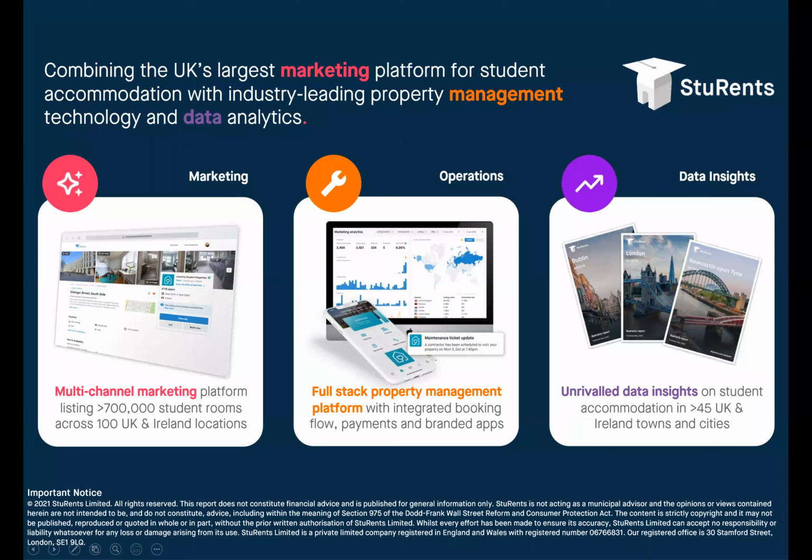By way of a quick introduction, I appreciate there are a mix of existing customers on this call as well as new ones. So quick introduction to who we are before we get into the data. StuRents is the UK's largest student accommodation ecosystem. We have three distinct arms to the business: marketing, operations and data. Our marketing platform, StuRents.com, is the UK's largest student accommodation platform. We list well over 700,000 beds, and that's a mixture of both HMO accommodation and PBSA.